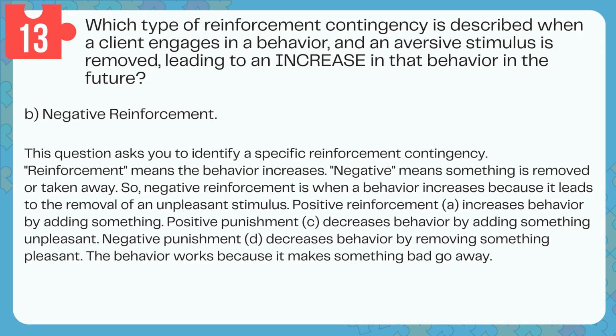Positive reinforcement, A, increases behavior by adding something. Positive punishment, C, decreases behavior by adding something unpleasant. Negative punishment, D, decreases behavior by removing something pleasant. The behavior works because it makes something bad go away.